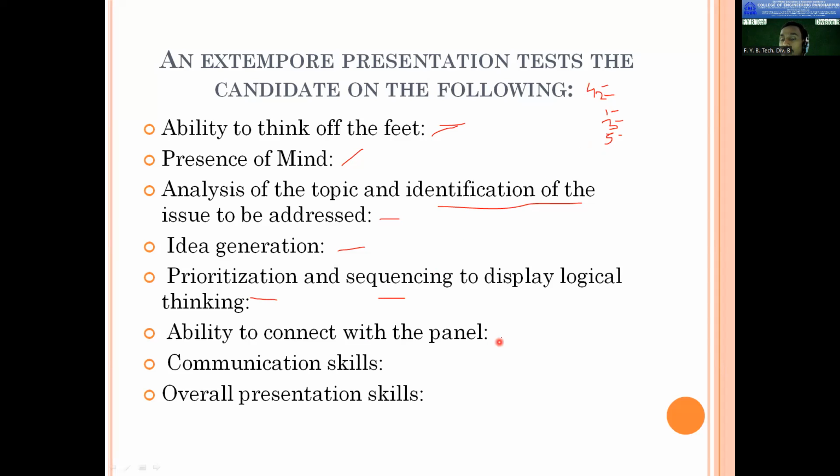Ability to connect with the panel. So here, what is the panel? In a group discussion there is a panel, and for this kind of thing there is also a panel. So you are not alone that you are going to talk about this, but there might be other people, there might be observers, there might be other participants also. So you should be able to connect with them, relate with them. It means that you are listening to them also, and you are making them understand what you are trying to say. So that is your ability to connect with the panel.